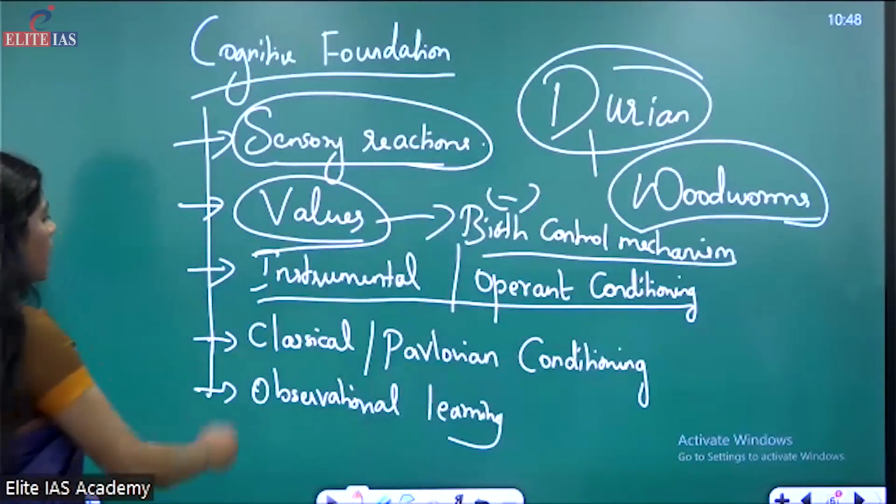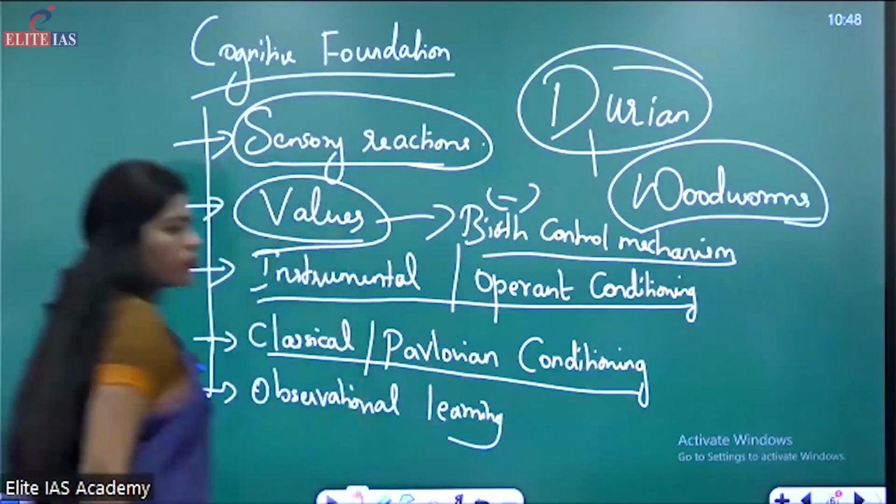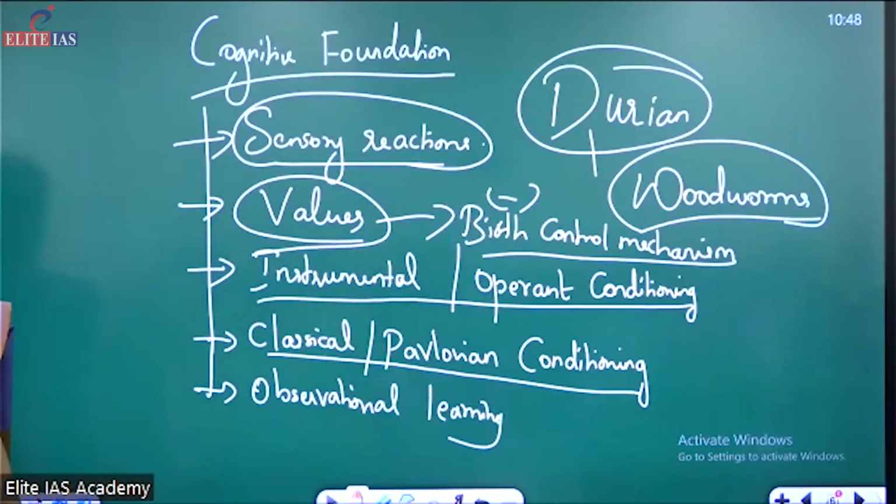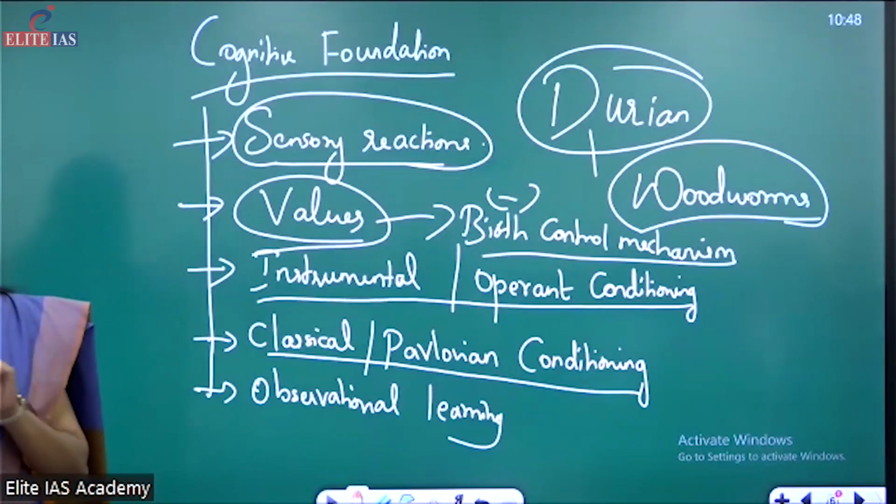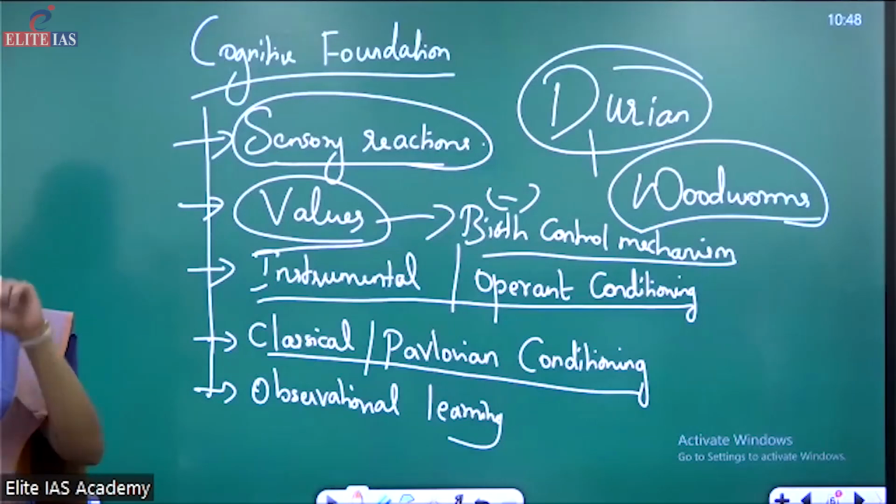Then classical or Pavlovian conditioning. What is it? Classical or Pavlovian conditioning. Pavlov is a person who conducted this experiment. This experiment is a very popular experiment. If you are a psychology student, is anybody here from psychology? No one. Very good. So this Pavlov conducted an experiment with dog, food and bell pairing.